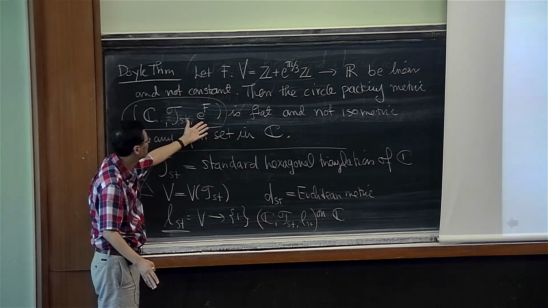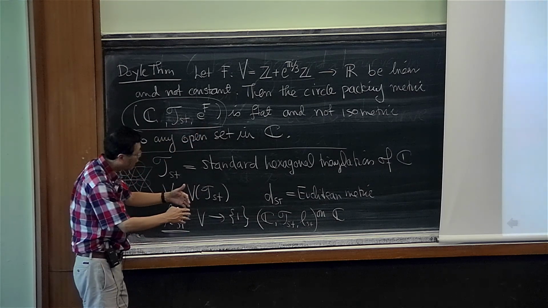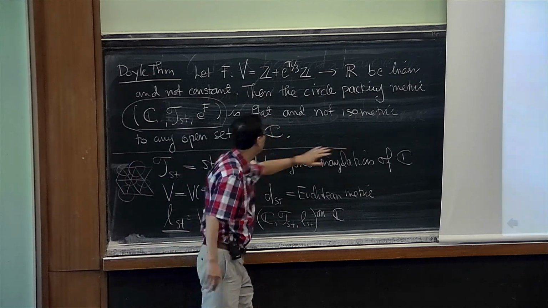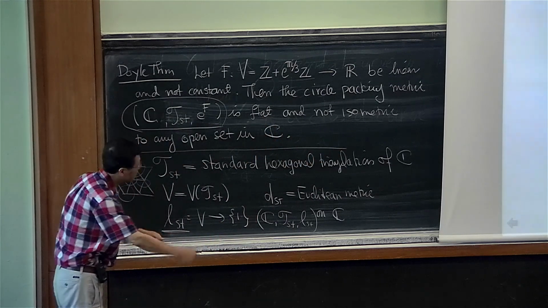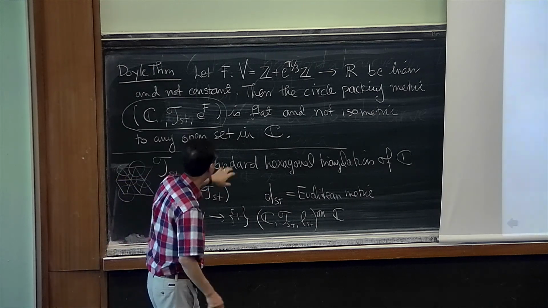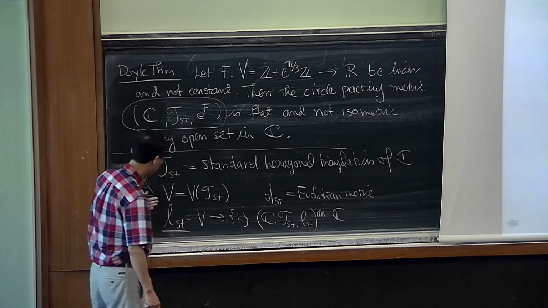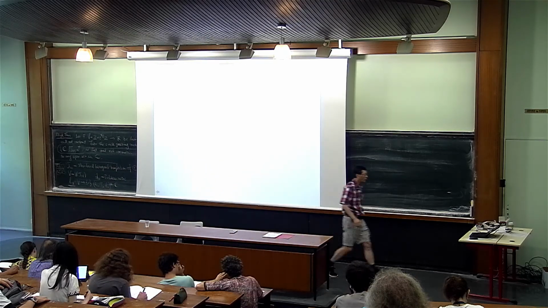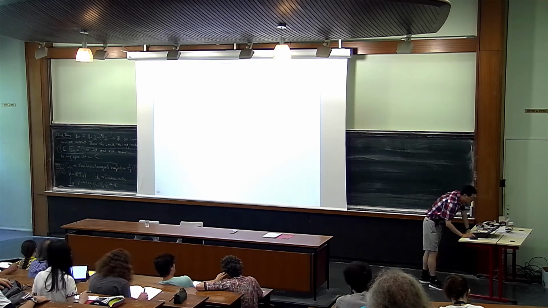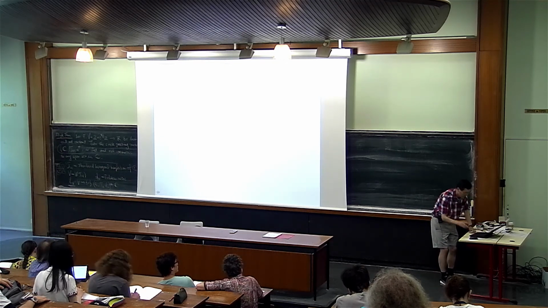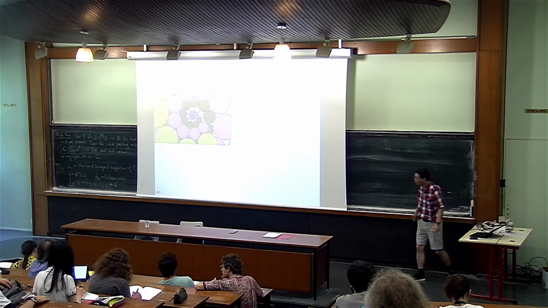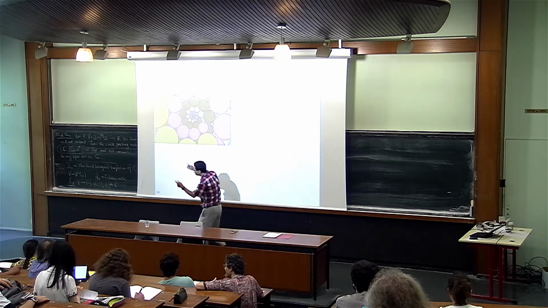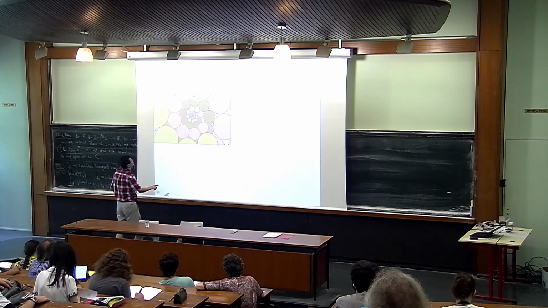It's a flat metric, but this metric space is not isometric to any open set in the complex plane. Let me show you the picture, and this is one of the key steps in the proof of Rodin-Sullivan. If you Google the Doyle spiral, you see this picture, which I downloaded from a web page. You choose some non-constant linear function.